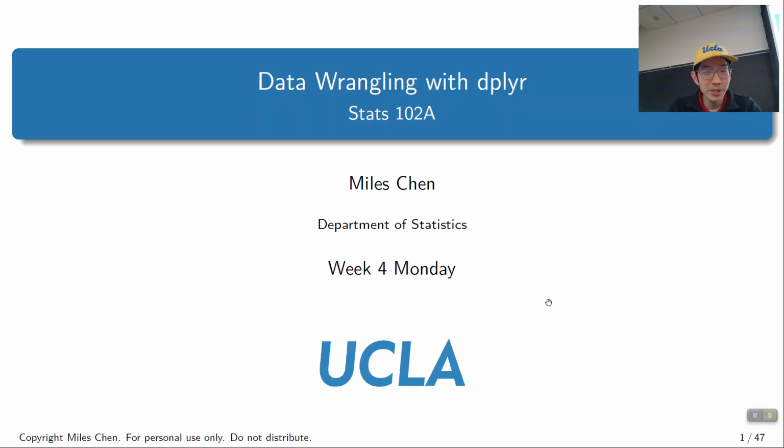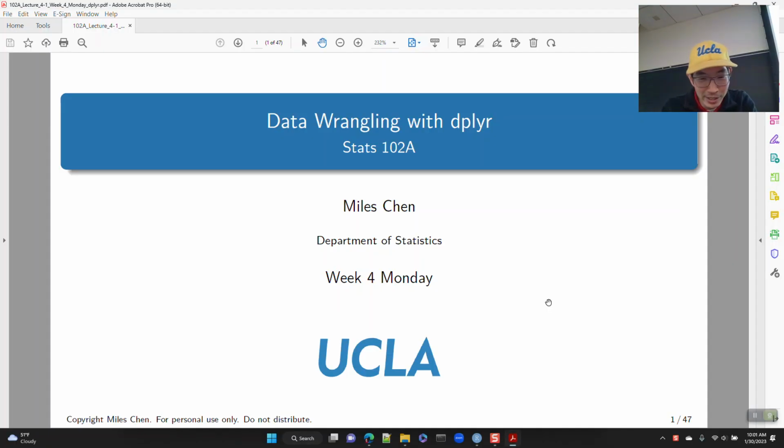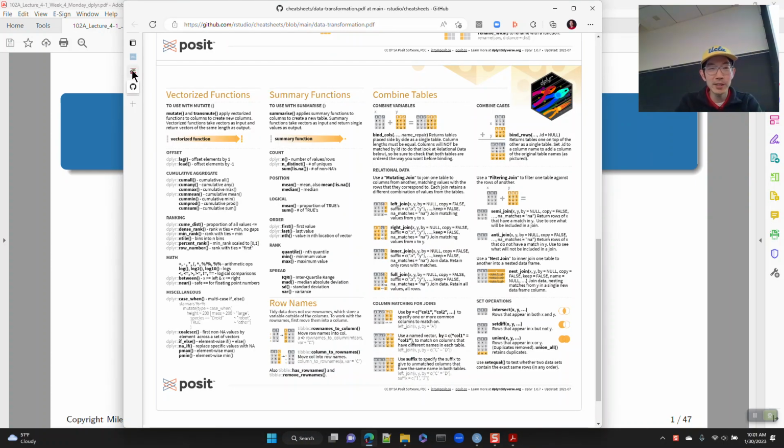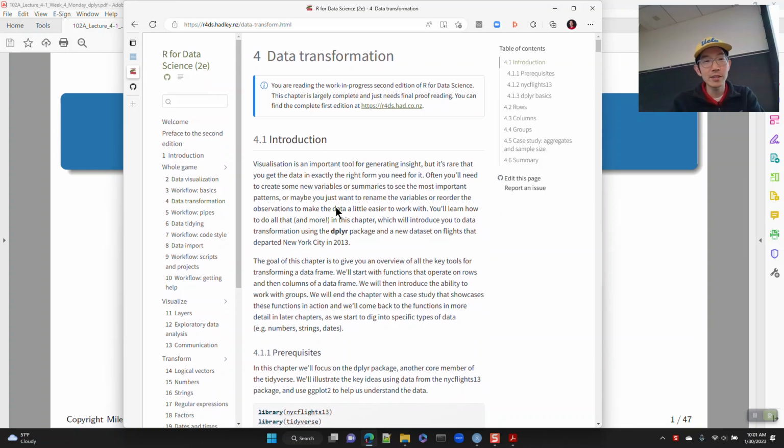Today we will take a look at data wrangling with dplyr. A lot of my stuff is based on the R for Data Science textbook. Apparently now there's a second edition available online, so you should probably go with the latest edition.